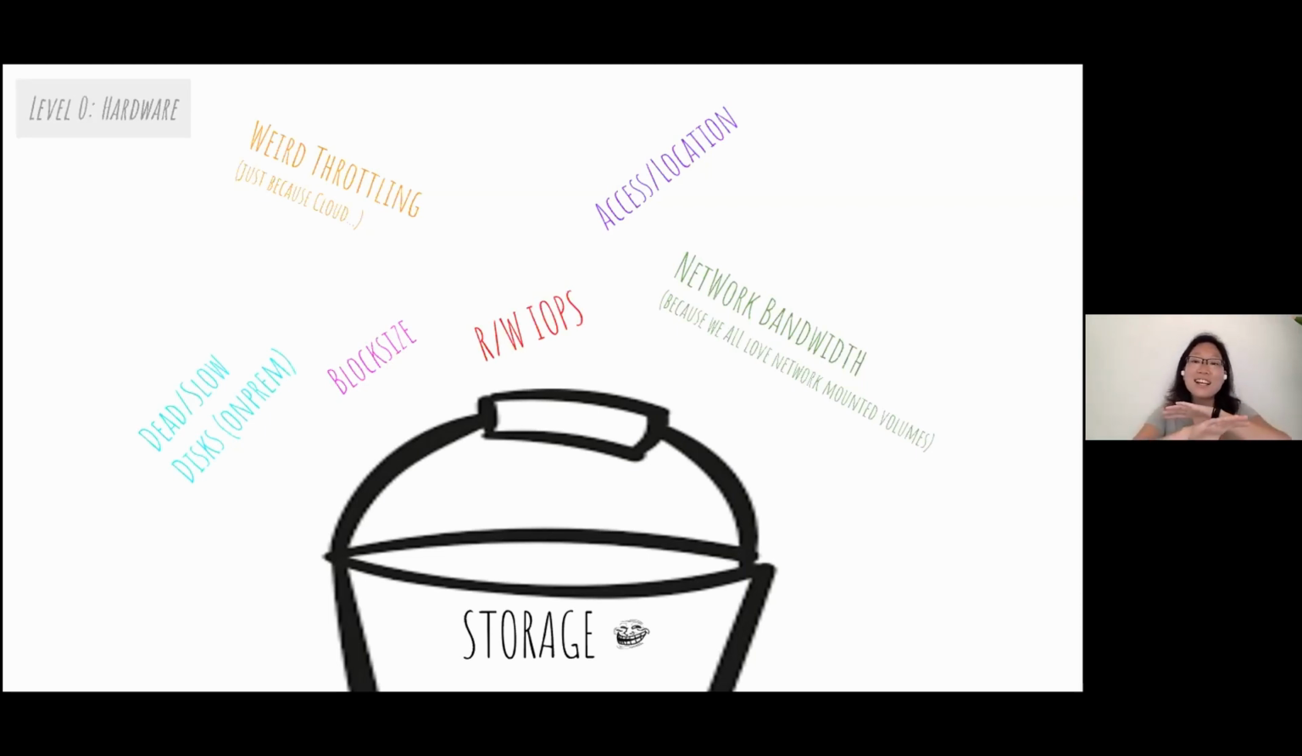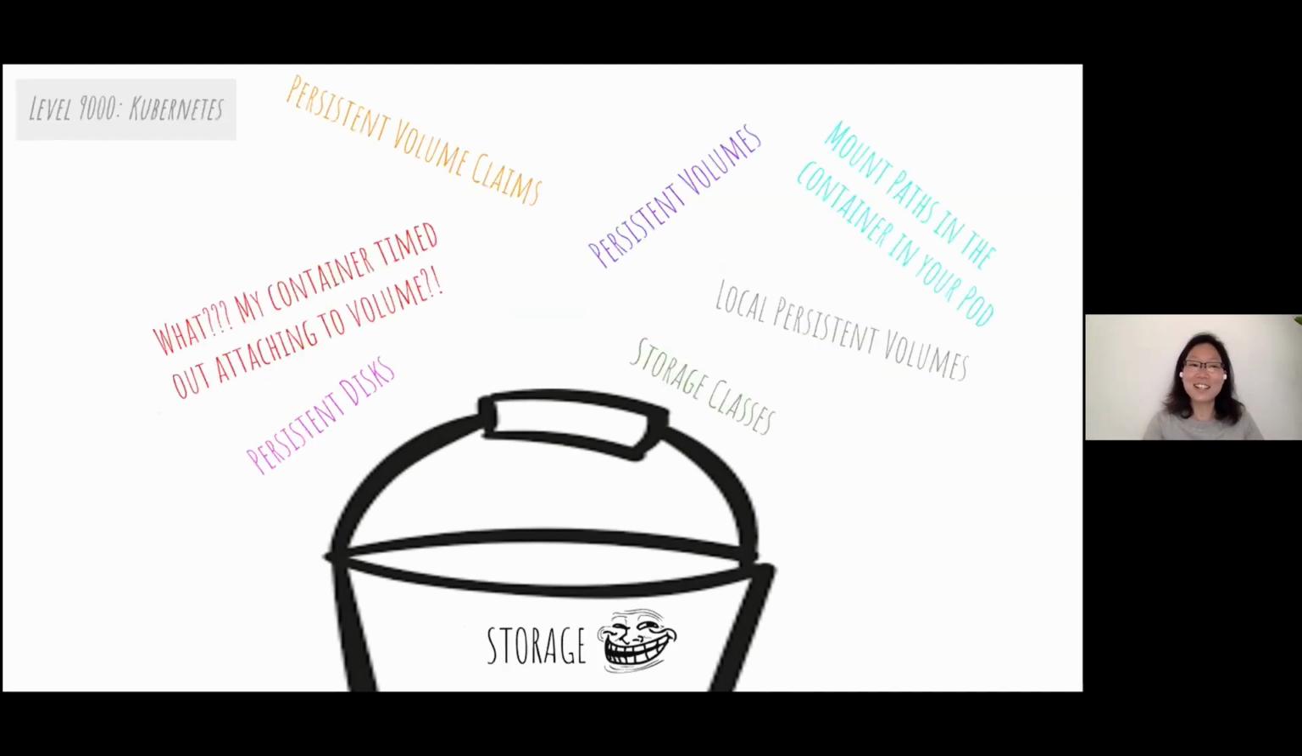So that's kind of interesting, because there's already so much to think about at the hardware level, and we haven't even touched Kubernetes or the application itself. And then I put the next layer, Kubernetes, as level 9,000, because honestly the jump from hardware to Kubernetes problems is still a pretty big gap.